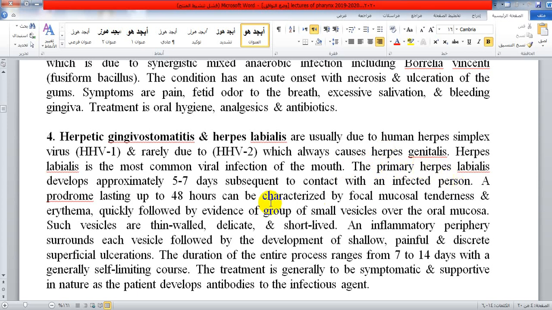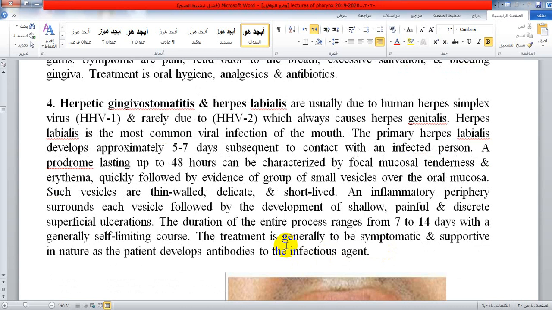The primary herpes labialis develops approximately 5 to 7 days subsequent to contact with an infected person. A prodrome lasting up to 4 to 8 hours can be characterized by focal mucosal tenderness and erythema, quickly followed by evidence of a group of small vesicles over the oral mucosa. Such vesicles are thin-walled, delicate, and short-lived. An inflammatory periphery surrounds each vesicle, followed by the development of shallow, painful, and discrete superficial ulcerations. The duration of the entire process ranges from 7 to 14 days with a generally self-limiting course.